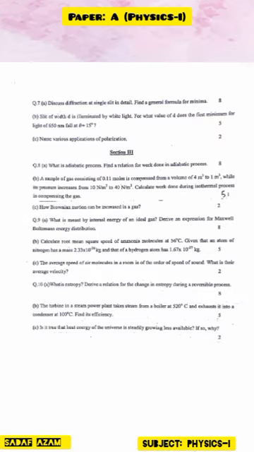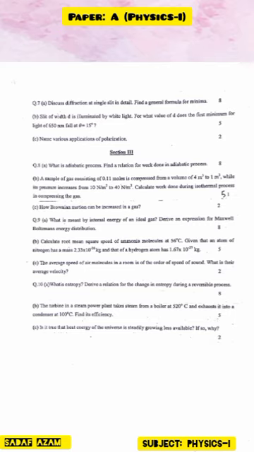Question number 7A. Discuss diffraction at a single slit in detail. Find a general formula for minima. B. A slit of width d is illuminated by white light. For what value of d does the first minimum for light of 650 nanometer fall at theta equal to 15 degrees? C. Name various applications of polarization.